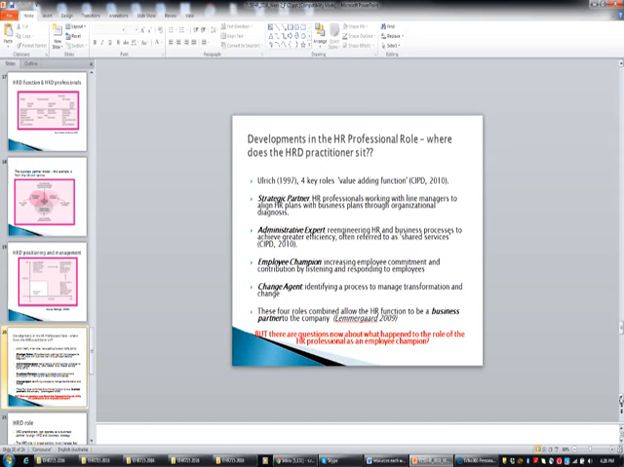Are you a strategic partner working with line managers to align HR plans and business plans, or are you more of an administrative expert where you're re-engineering HR and the way things work to make it efficient? Are you a champion of the employee, making sure that they are being listened to and responded to? Are you a change agent where you're really looking at that bigger picture of change? So it's been argued that these four roles combined allow the HR function to be a true business partner, but it could also be argued that that's really difficult to hold all those roles as well. And some writers in the area, some academics, argue that there are certain parts of that role that can easily slip away, like an employee champion, for example.